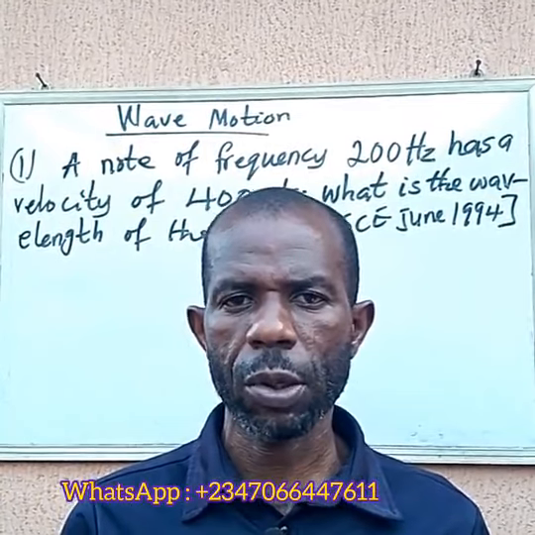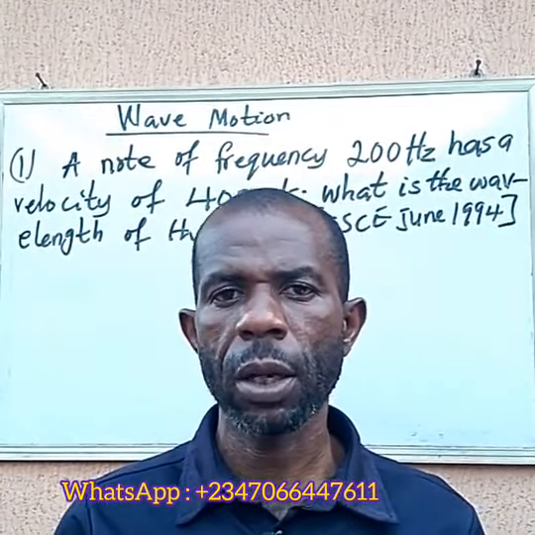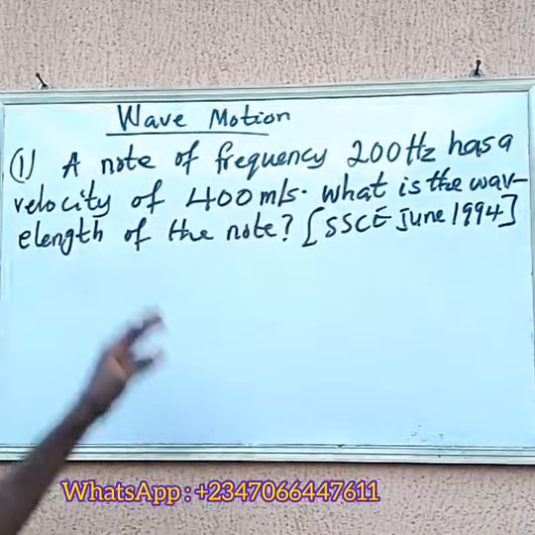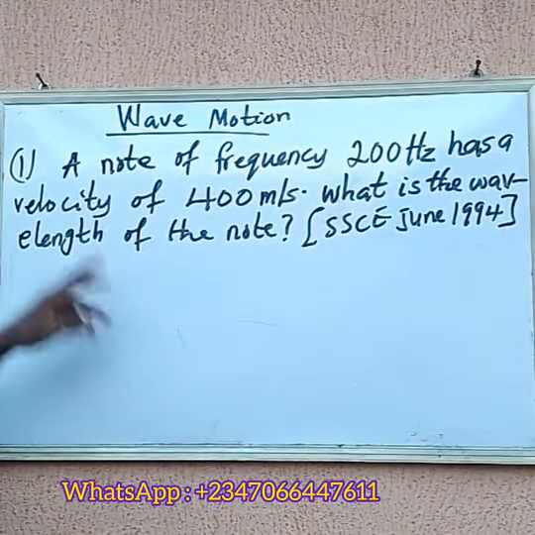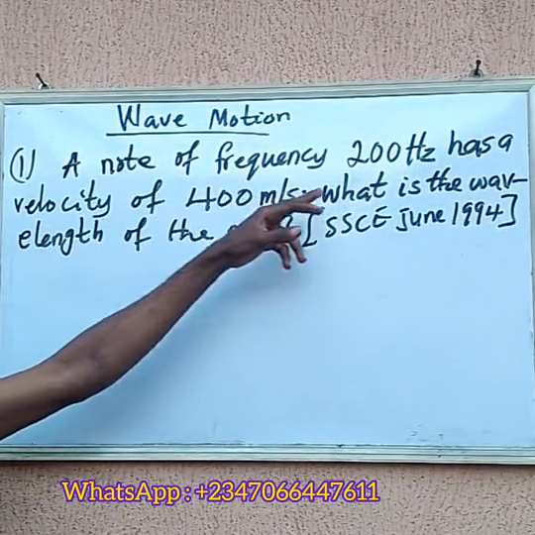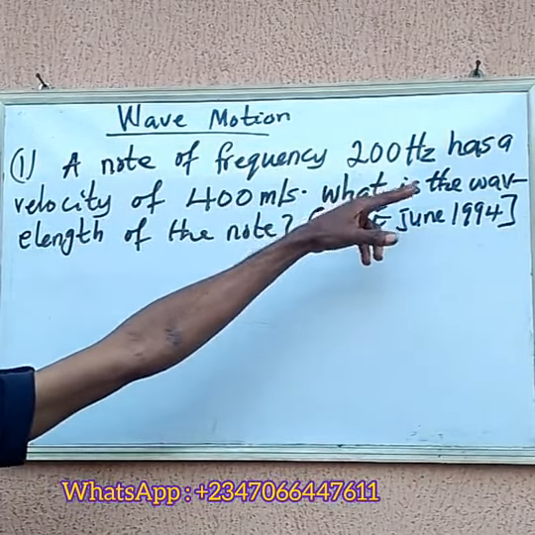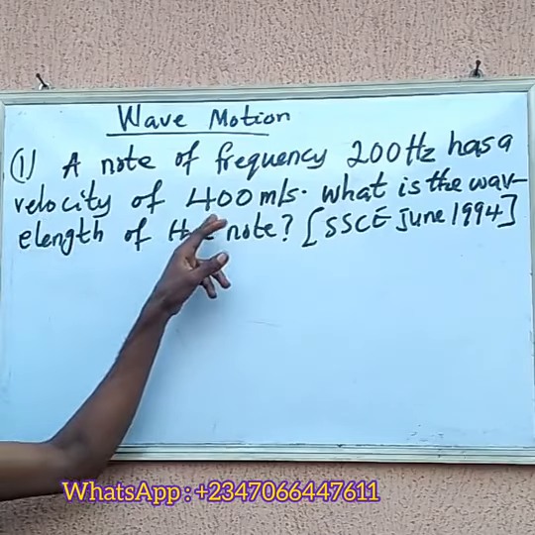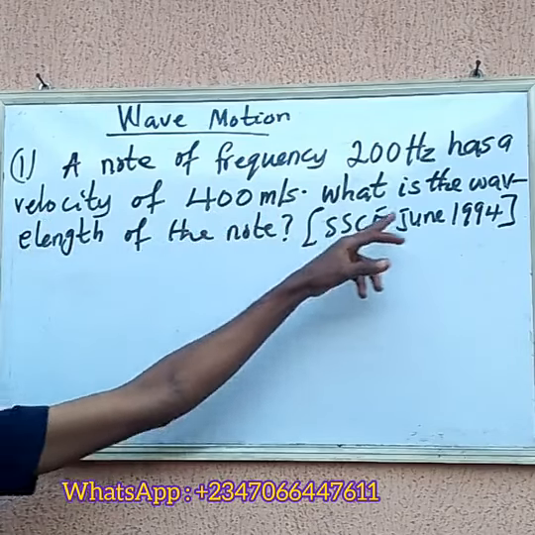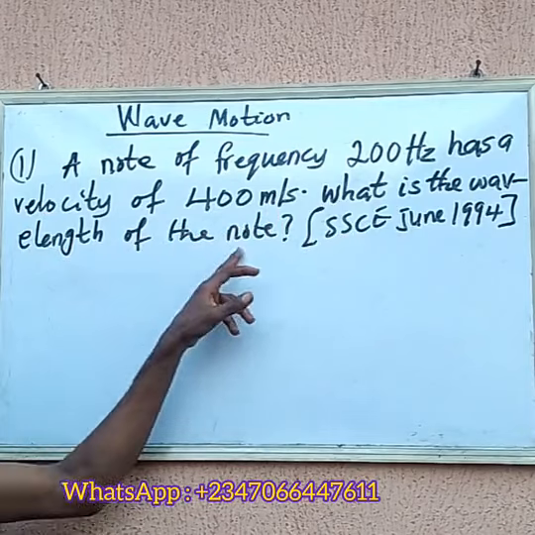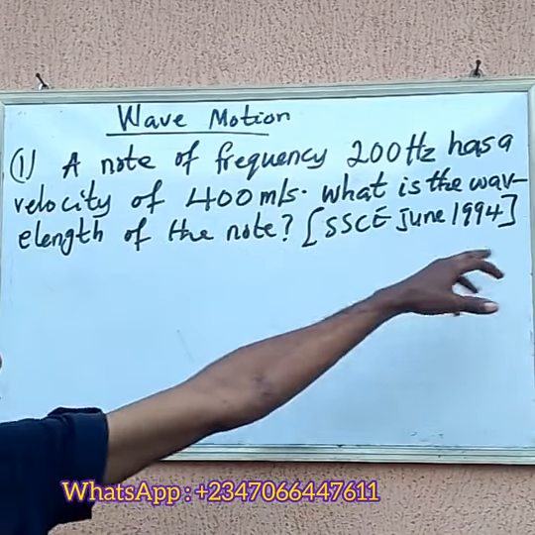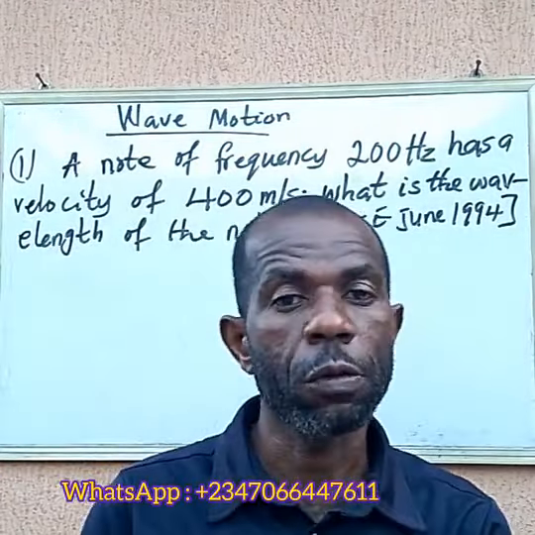Today in physics class, we'll be solving this question from a past SSCE. We have wave motion, okay? A note of frequency 200 hertz has a velocity of 400 meters per second. What is the wavelength of the note? SSCE June 1994. This question is very easy.